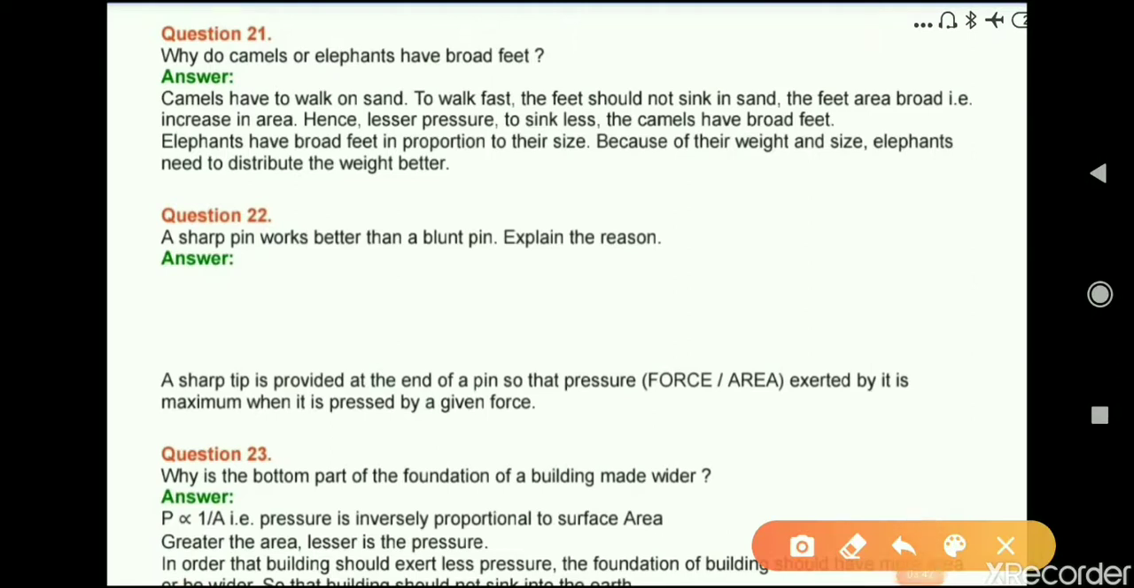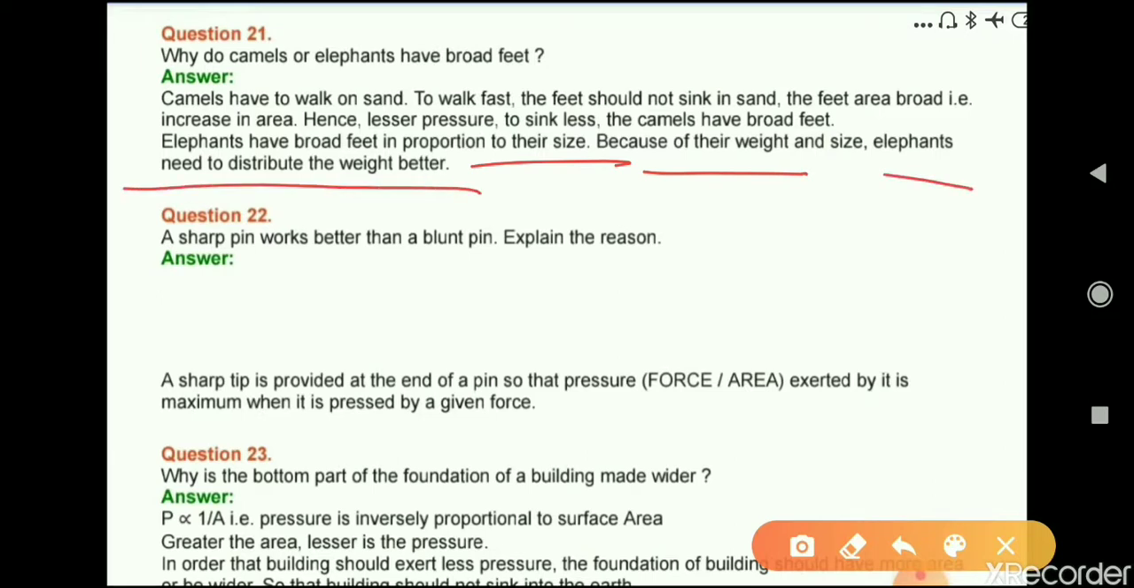Okay. Question number 21. Why do camels or elephants have broad feet? Camels have to walk on sand. To walk fast, the feet should not sink in the sand. The feet are broad, that is, increased in area, hence lesser pressure, so they sink less. That is why camels have broad feet. Elephants have broad feet in proportion to their size. Because of their weight and size, elephants need to distribute the weight better.